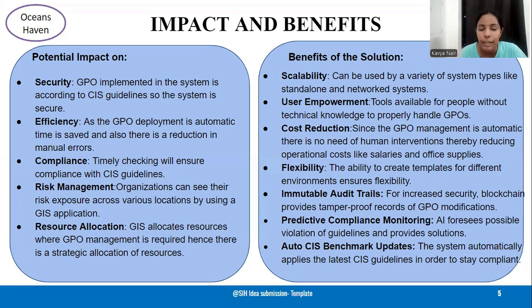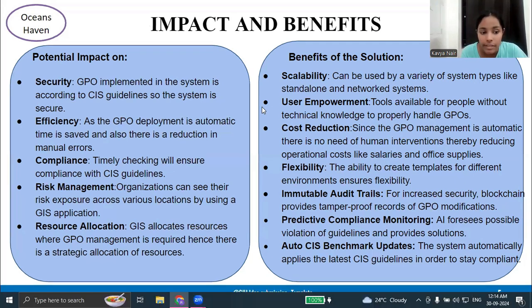Compliance: regularly reviewing and updating our GPOs ensures that we remain compliant with CIS guidelines. Risk management: GIS applications enable organizations to visualize risk exposure across different geographical locations. Resource allocation: by analyzing risk data, our organization can prioritize resource deployment in areas that require immediate attention.